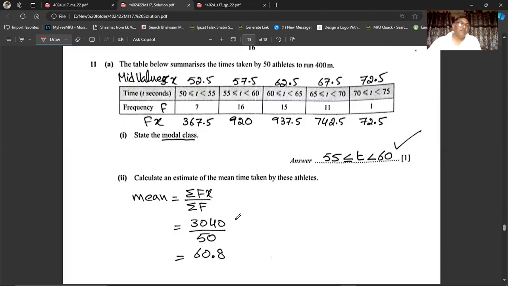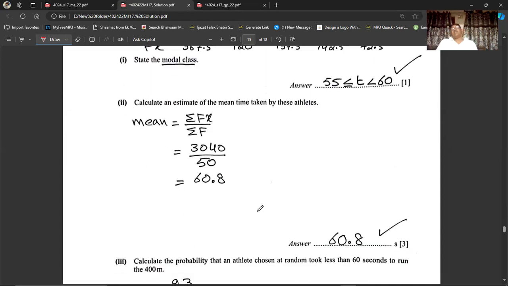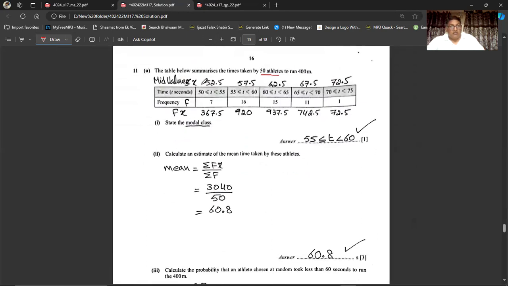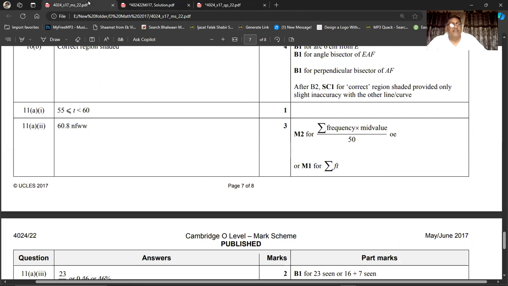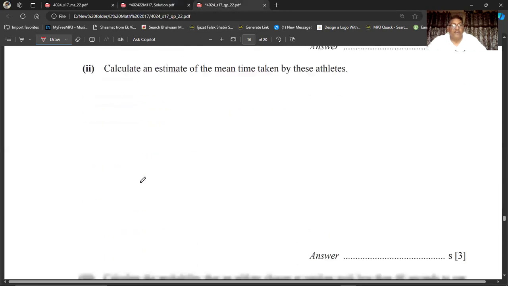And the summation F will be 7 plus 16 plus 15 plus 11 plus 1. That will be equal to how much? 50. So the mean is the summation Fx divided by the summation F, and that is 3040 divided by 50. That is 60.8. So my estimate of the mean value is 60.8, sir. 60.8 is the right answer, sir. So this is how you do question number 11A, second part, how you find the mean.